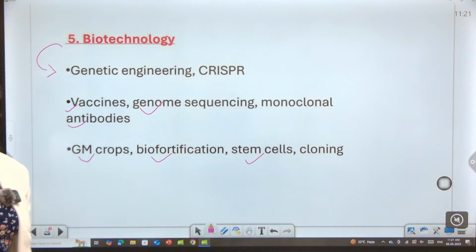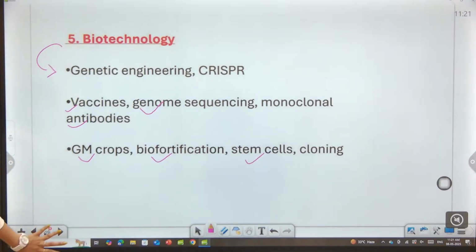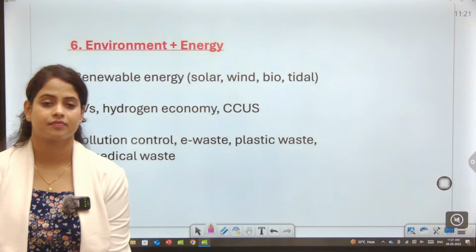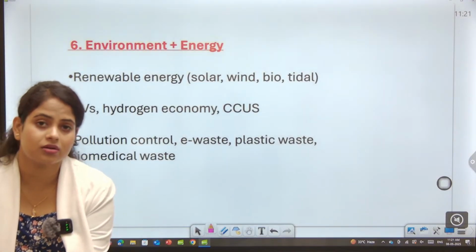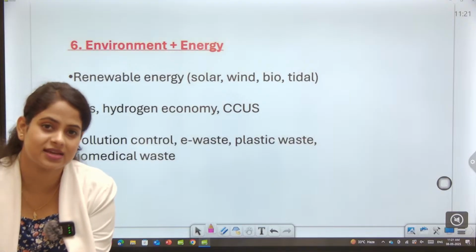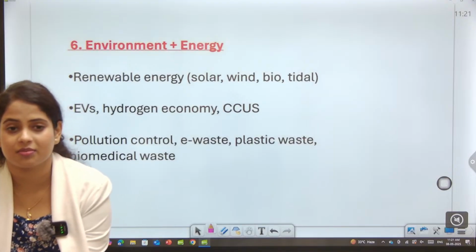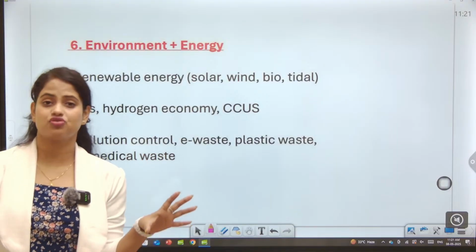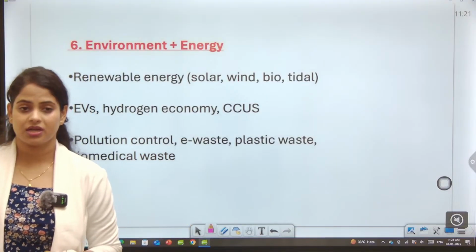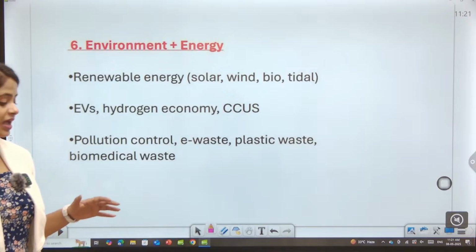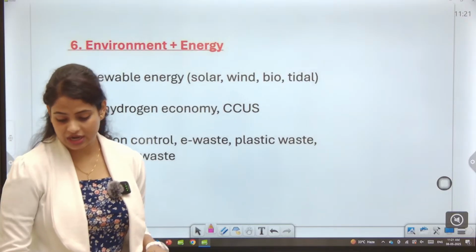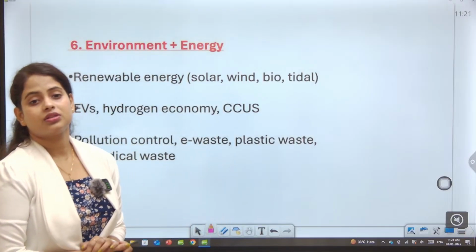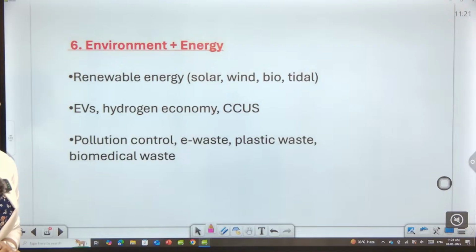Okay, so next, see guys, the environment plus energy. If you are very clear about your science and tech, then you are also clear about environment and energy, or you have a basic conceptual clarity over environment and energy. So the main and important part is renewable energy.